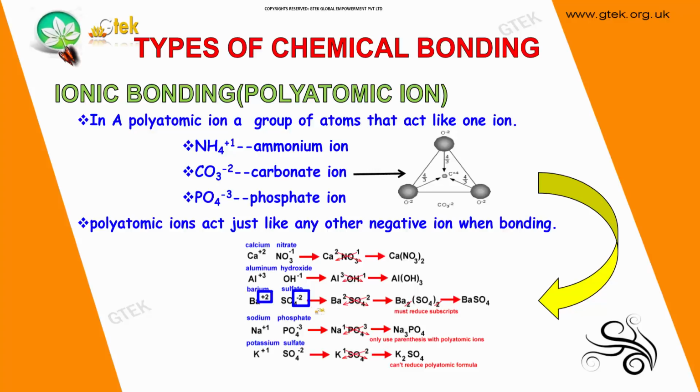Barium sulfate: plus 2 and minus 2 balance, so there are no changes, BaSO4. Sodium is plus 1 and phosphate is minus 3, so I need to balance it here, so it's Na3PO4. Here sulfate is minus 2 and potassium is plus 1, so to balance it you need 2 here. That's K2SO4.